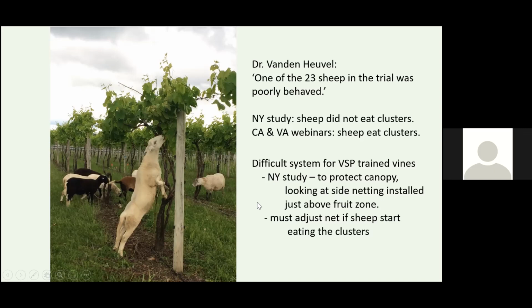So Justine and colleagues were thinking that we could use side net or panel net. However, according to the webinars I've listened to from California and Virginia, sheep also eat clusters. So you pretty much would have to protect the whole canopy, including the cluster zone, if you were going to use this in a VSP vineyard. And I guess there are shorter sheep, baby doll sheep. I'm not an expert in this, but there are a lot of factors to consider.